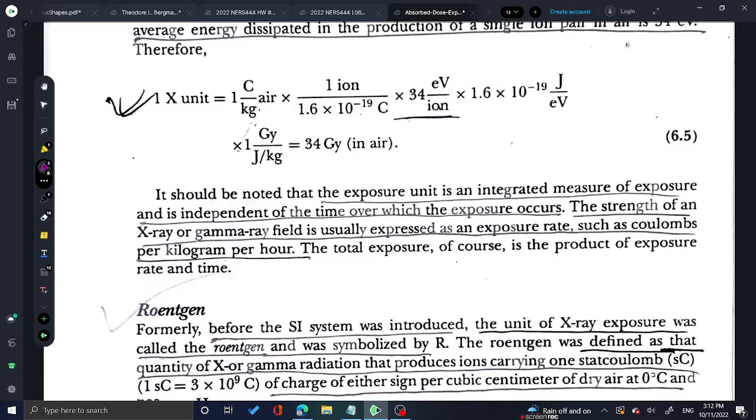And if we want to know how exposure changes with respect to time, which is the strength of an X-ray or gamma ray field, then that is basically expressed as exposure rate, okay? That is expressed as exposure per unit time. So that should be coulomb per kg per hour. So coulomb per kg is the unit of exposure, and then per hour because we want to know the rate.